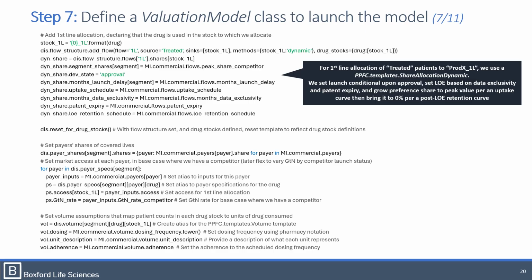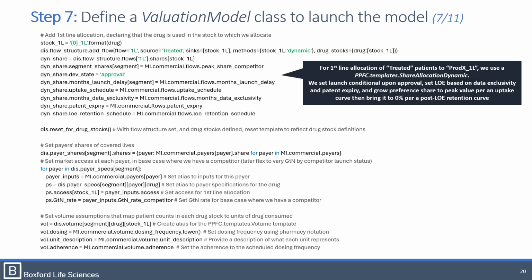We now go through and fill out all the information for this dynamic share that we've created. We do so, again, first by setting an alias called dyn_share for that specific allocation that's created in the flow structure when we add the flow. We're going to set the shares to the peak share when we have a competitor. In PPFC, in the base case, it assumes that all development is a success, and so in this case we have a competitor here. Later we're going to make that assumption depend on exactly whether we have a competitor or not.